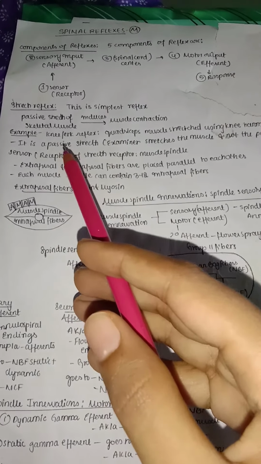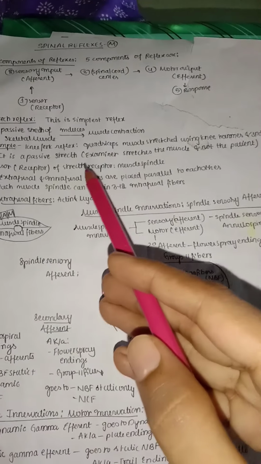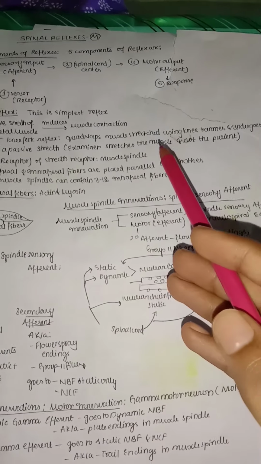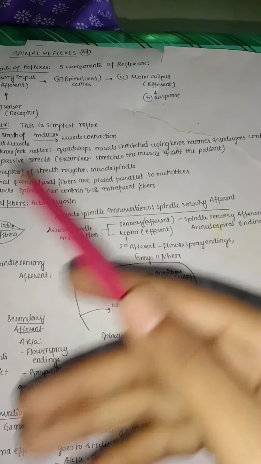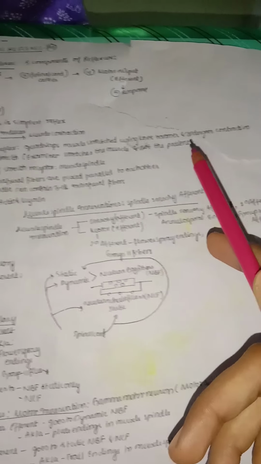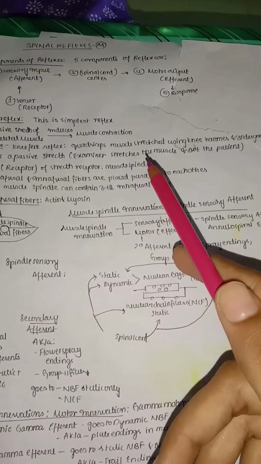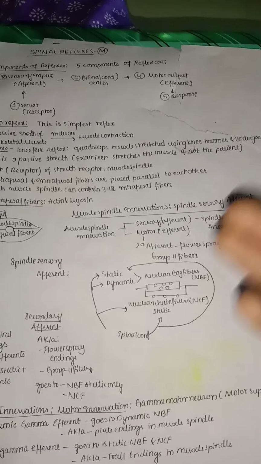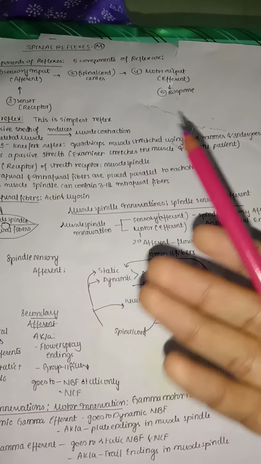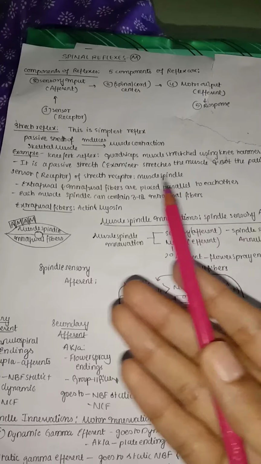The most common one is the knee jerk reflex. For example, the quadriceps muscle is stretched mainly using a knee hammer. With the hammer we will strike the quadriceps muscle and it undergoes contraction. It's a passive stretch, and the examiner stretches the muscle and not the patient. The patient himself will not stretch his own muscle, right? Here the examiner, otherwise a doctor, uses this knee hammer and strikes the quadriceps muscle so that it will undergo contraction.